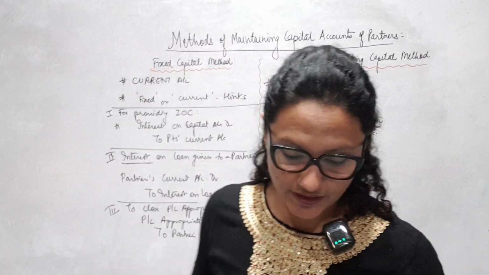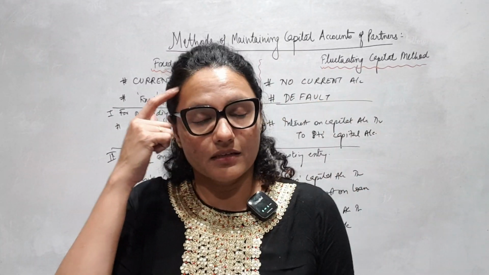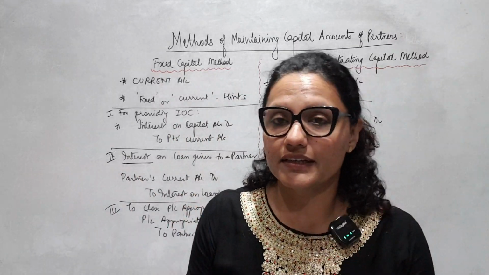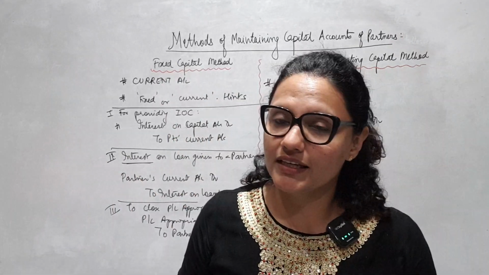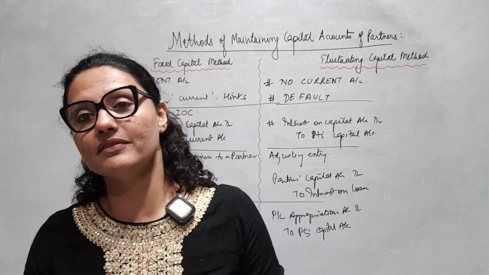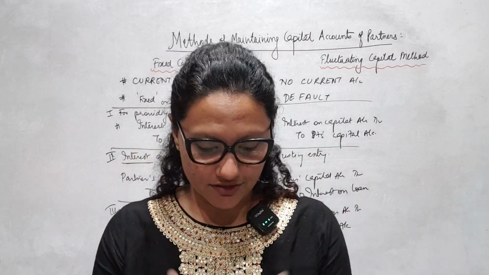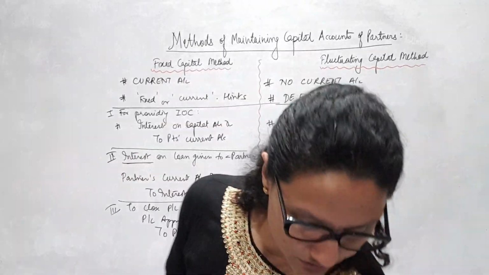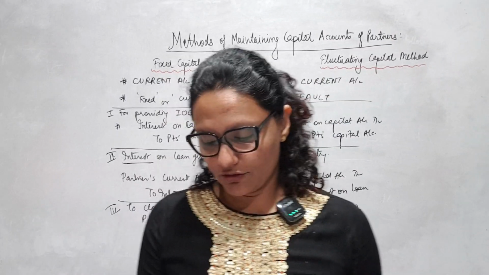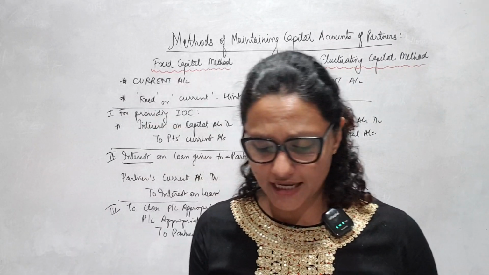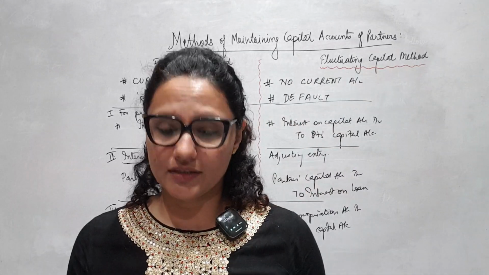This is the difference between a fluctuating method to maintain partners capital account or the fixed capital method. So if any queries, you feel free to ask in the comment section. Whatever I've taught in the video, I hope it gets directly right through, all your doubts will be clarified. But in case you still have doubts, please ask. So as far as this distinction is concerned, is clear.